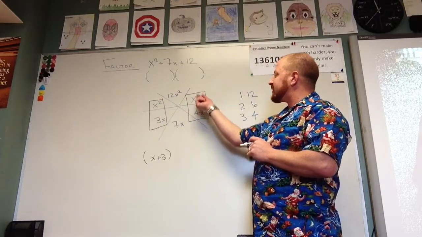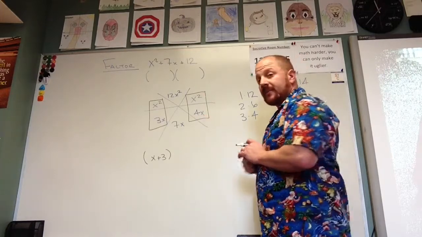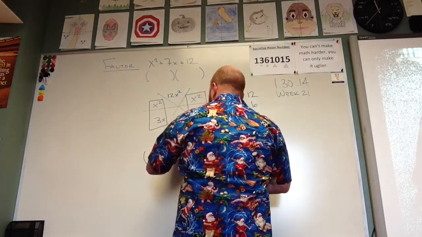Similarly over here, the x squared and the 4x are going to simplify. So I'll have just an x on the top and just a 4 on the bottom. And that's going to give me my second factor, x plus 4.